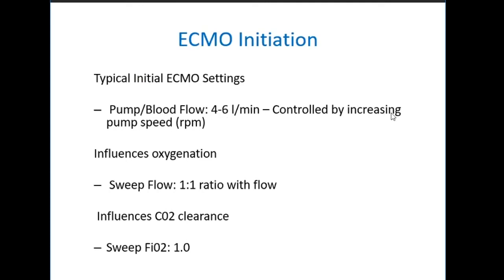By increasing and controlling the speed by RPM, we start a sweep flow at a 1:1 ratio. That means if you have a 4 liter flow, then you should start a gas flow of 1 liter, and then 100% FiO2. So these are the three important things. One is to gradually achieve, within half an hour, a flow of 4 to 6 liters, with an FiO2 of 1, and the sweep gas flow at a 1:1 ratio. You can increase it. The second important thing is anticoagulants.